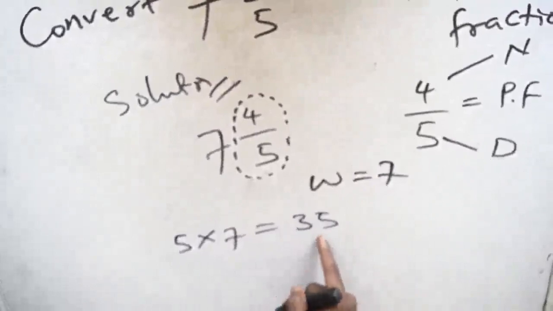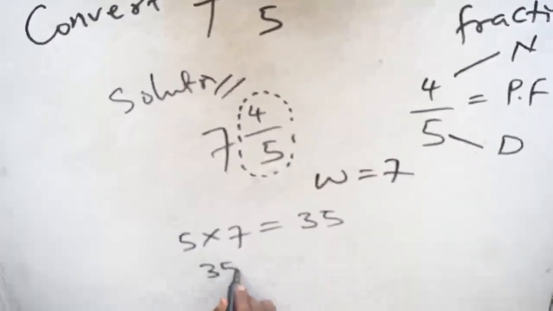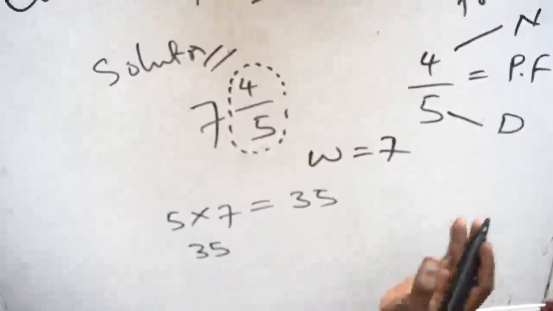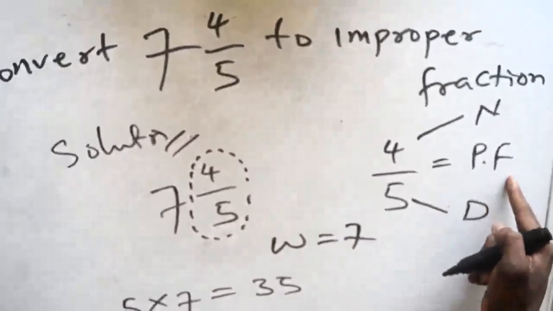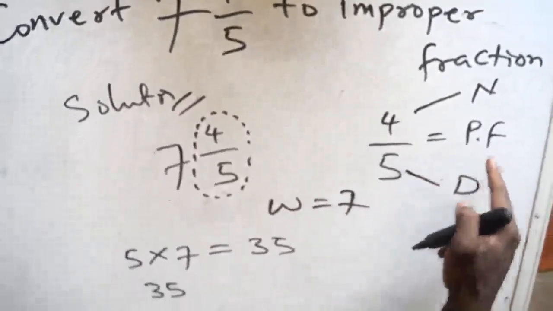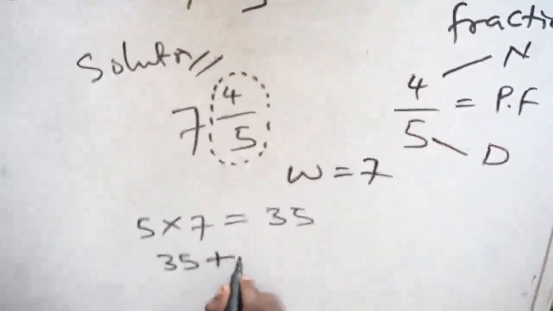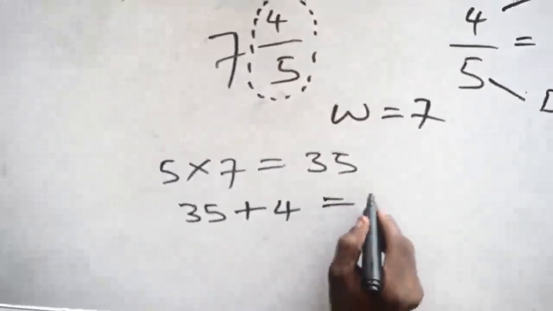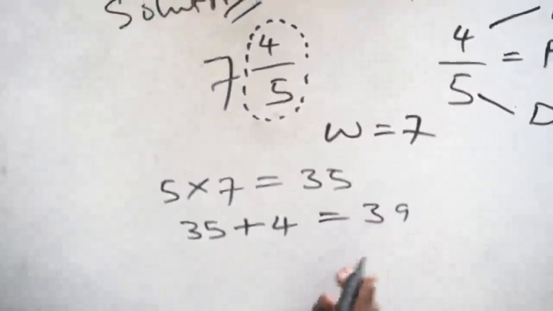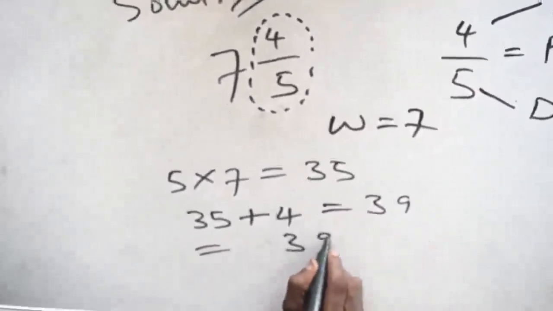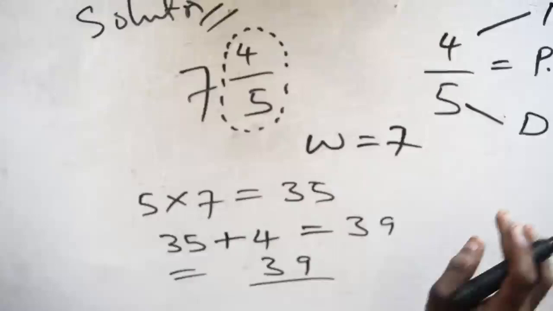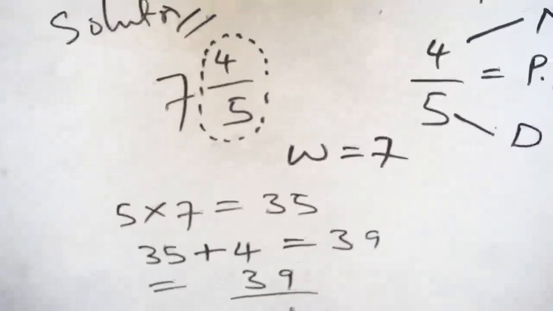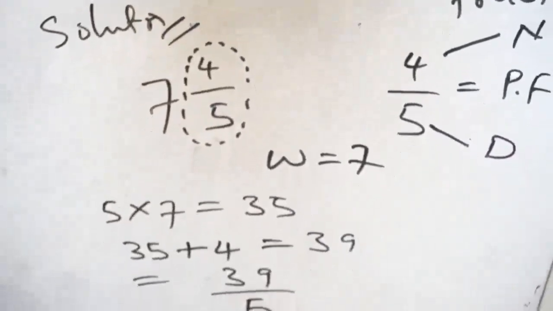This result, or the answer, add the numerator. Where is the numerator? Oh, the numerator is at the proper fractional part. Add the numerator, which is 4, to the so-called result that we have gotten. 35 plus 4 will give us 39. Use this 39 to divide 39 by the denominator of the same proper fraction. So the denominator here is 5.